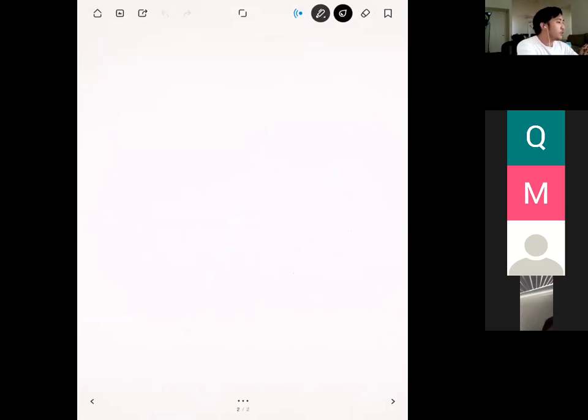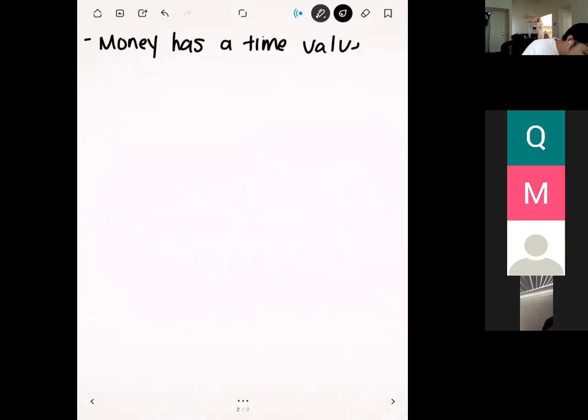Where we left off last week was this idea that money has a time value. The whole idea with that is, if you're given a choice between having money now versus having money later, having the money now is always going to be more valuable. If you're considering the same amount of money now versus the same amount of money in the future, that same amount of money is more valuable today.